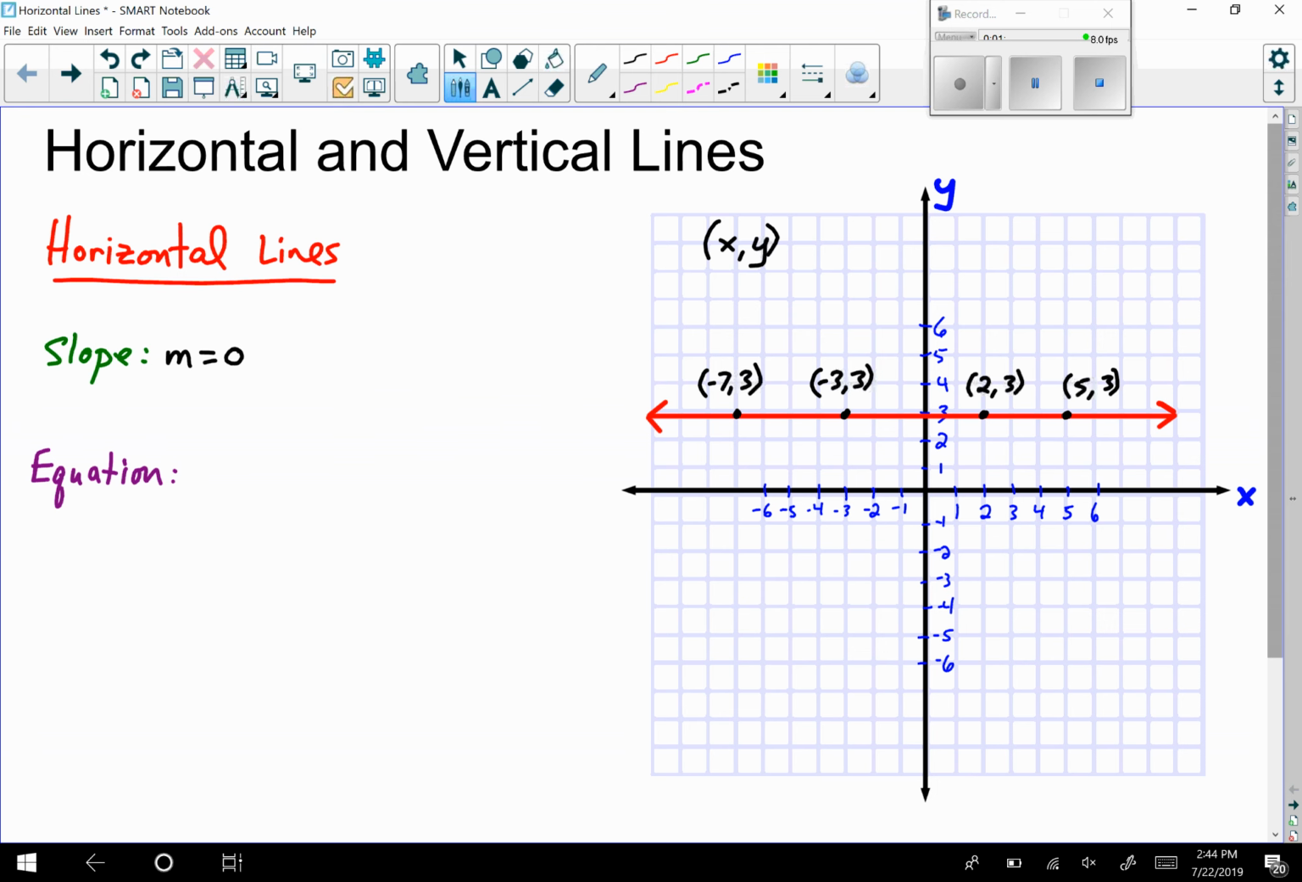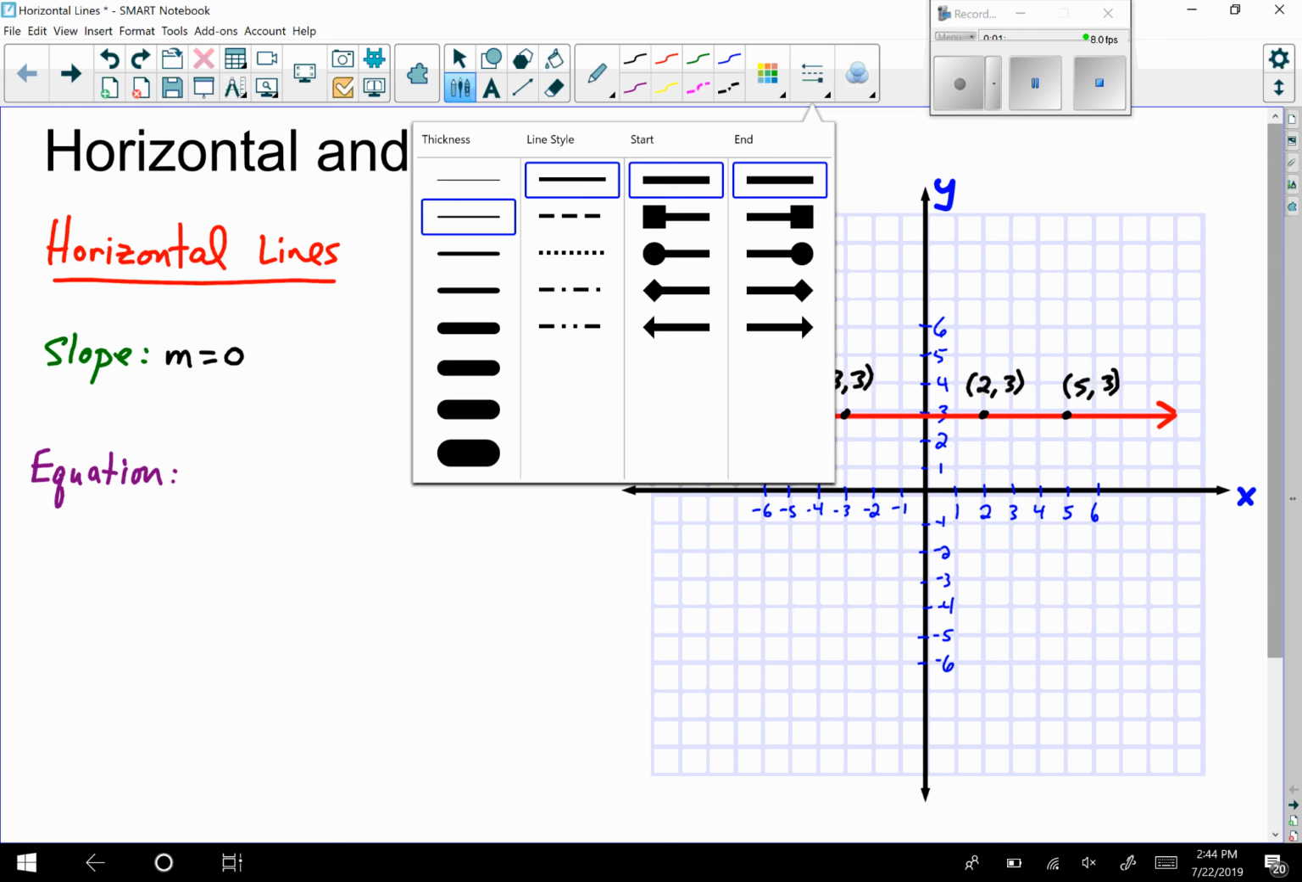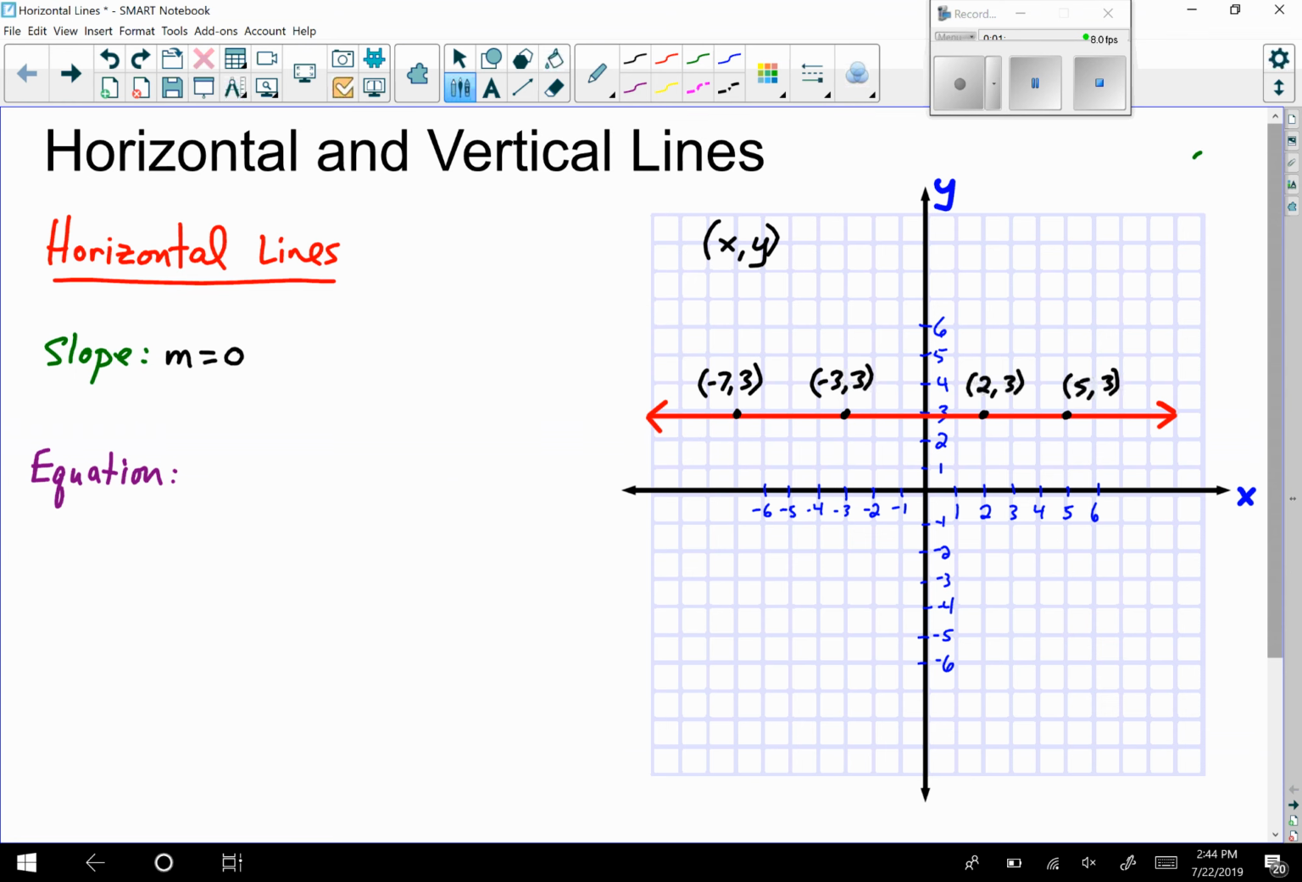So now I want you to take a look at all these points and see if you notice anything. If you're looking at all the y values, notice that they are all the same, and that's a big connection with the equation of a horizontal line. All the y values are 3, so we just say y equals 3 for this particular example.